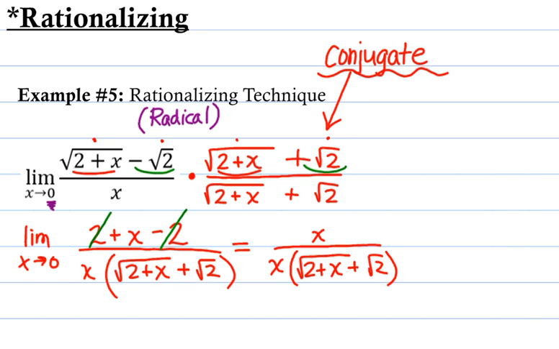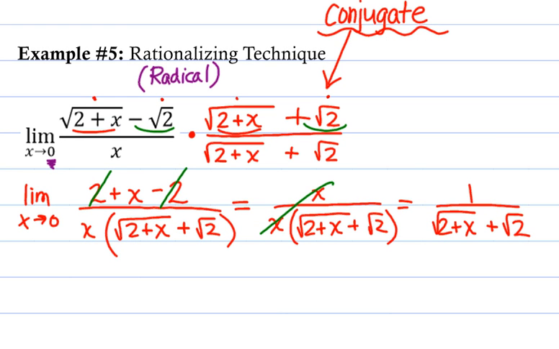And now I look and I'm like, oh, those x's, they cancel each other out, for sure. So now I have 1 over the square root of 2 plus x plus the square root of 2. And at this point, this is when you want to ask, okay, can I plug in 0? If I do, will it kill anything? And I can plug in 0 because I'm not going to end up with 0 as the denominator. So let me go ahead and plug in 0. So 1 over the square root of 2 plus 0 plus the square root of 2.